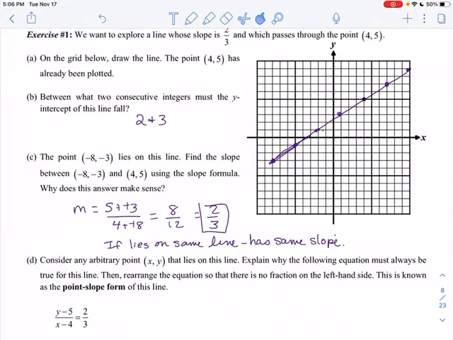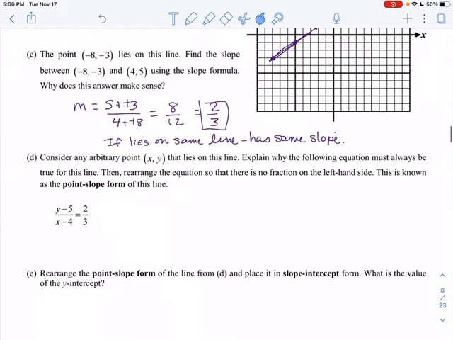All right, let's consider any arbitrary point (x, y) that lies on this line. Explain why the following equation must also be true for this line. Then rearrange the equation so that there's no fraction on the left-hand side. That is going to be our point-slope form. So basically, I have an arbitrary point (x, y), and I have the point (4, 5), and I'm using my slope formula to find the slope. So y minus 5, that's a change in y, over x minus 4, that's a change in x, and I already know my slope. Since it lies on the same line, it has to have the same slope of 2/3.